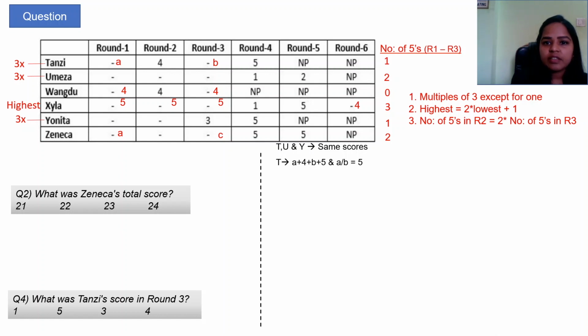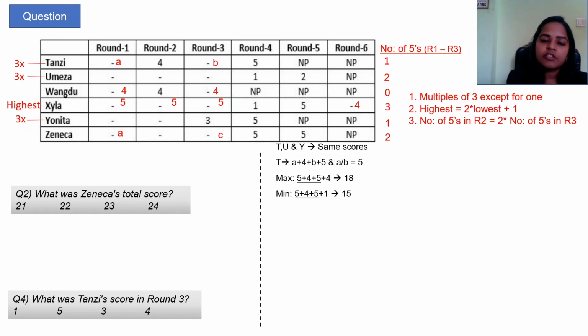Now we know that T's score in one of the rounds 1, 2 and 3 has to be 5, because it played round 4, right? So either A or B should be 5 and the other can vary between 1 and 4. So the minimum score that T can have is 5 plus 5 plus 4 plus 1, and the maximum score is 5 plus 5 plus 4 plus 4. Okay, so the maximum score is 18 and the minimum score is 15.